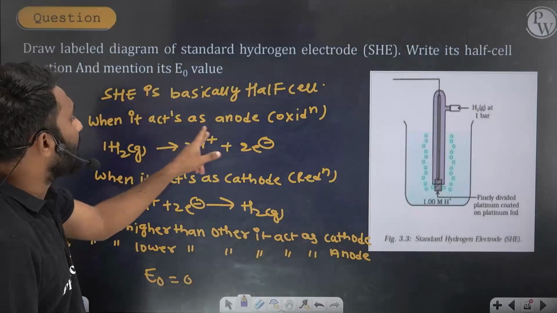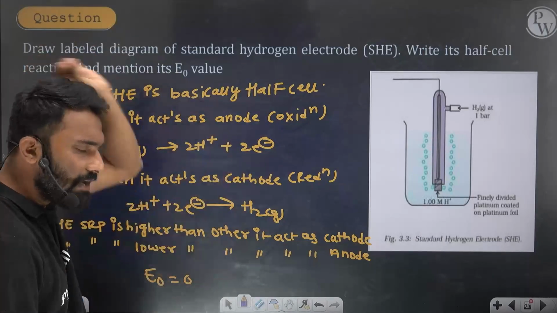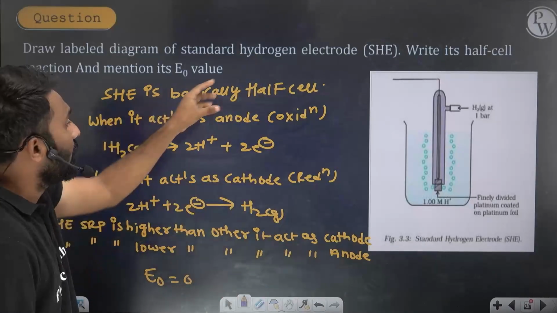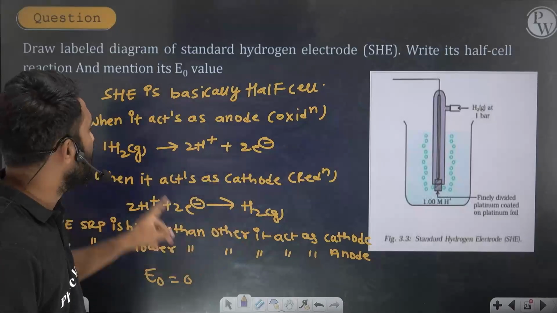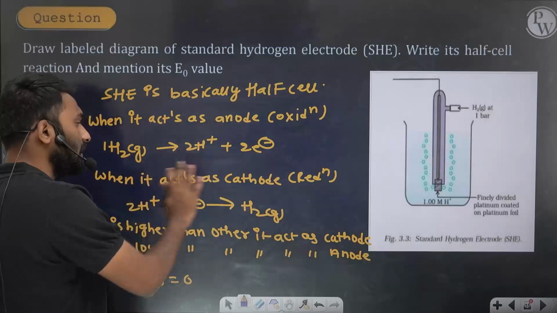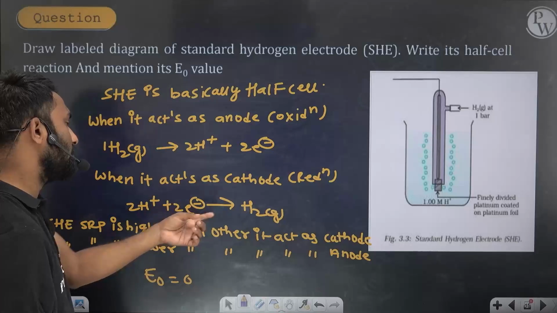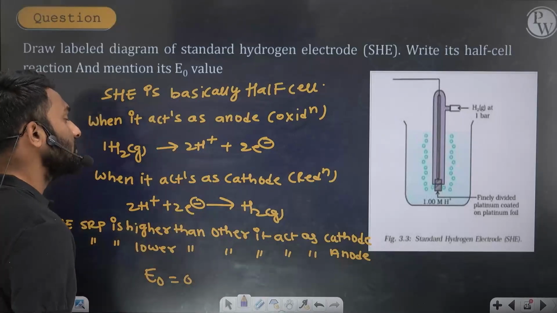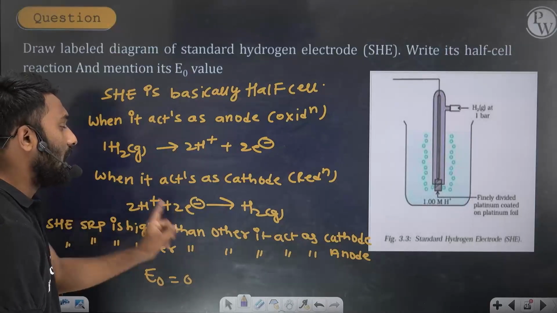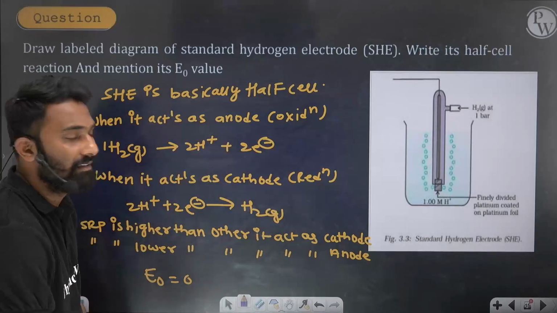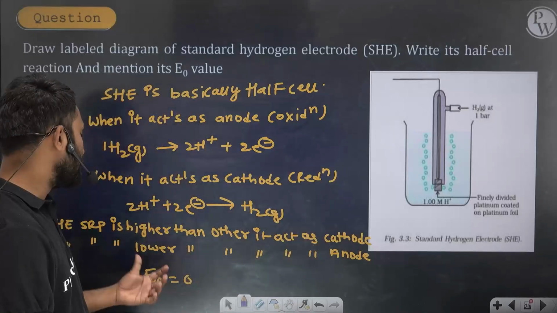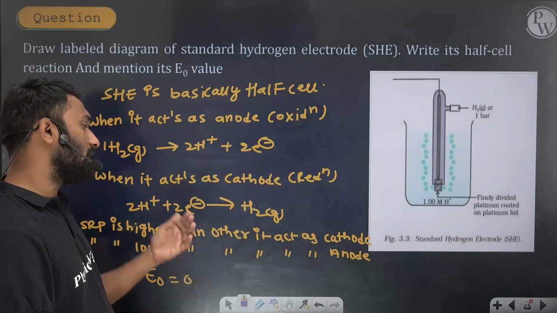Clear? Now, when it is acting as the anode, oxidation occurs, whatever the cell may be. At the anode oxidation will occur, at the cathode reduction will occur. Now, SHE will act as both the anode and the cathode. When it is acting as the anode, this is the half cell reaction: H2 gas is oxidized to H plus by losing 2 electrons. Next, when it is acting as a cathode, 2H plus gains 2 electrons and is reduced to H2 gas. Now, if the SHE's SRP is higher than the other metal whose value you want to calculate, it acts as a cathode. The one which has the higher SRP will act as a cathode, the one which has the lower SRP will act as an anode.